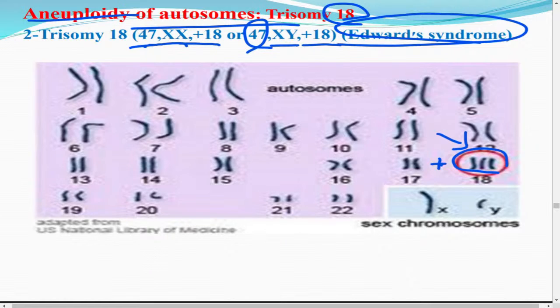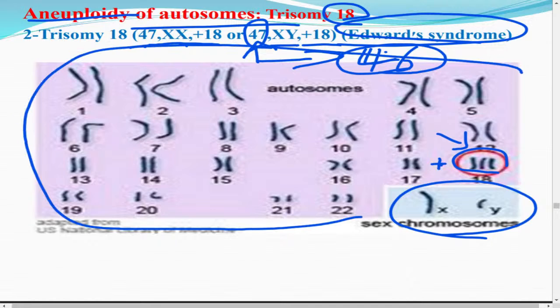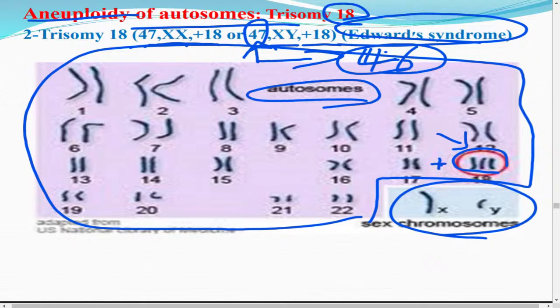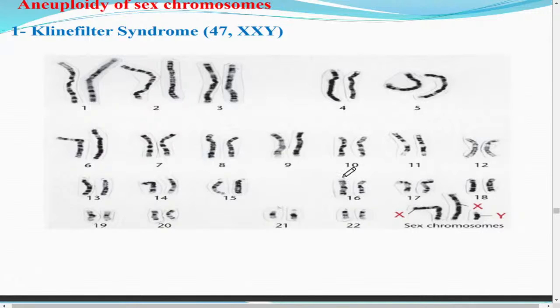causing the number of chromosomes to rise from the normal 46 to 47 chromosomes. Other chromosomes will not be affected. The sex chromosomes and autosomal chromosomes will be the same number. These are the autosomes, and these are the sex chromosomes. So, to the next slide.